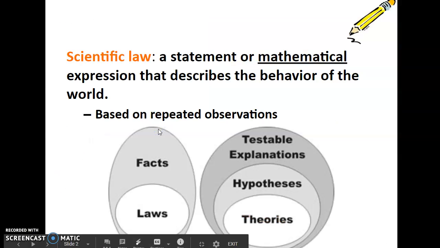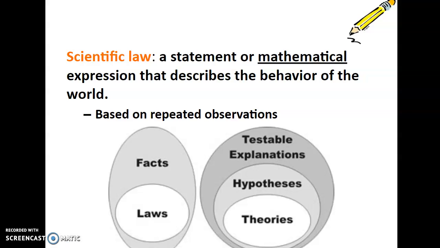Before we begin, let's review what a scientific law is. A scientific law is a statement or mathematical expression that describes the behavior of the world. It's based on repeated observations. So last class we talked about scientific theories when we talked about the Big Bang theory and the nebular theory, but today we're talking about laws. Laws are a little different from theories in that laws are simply based on repeated observations.